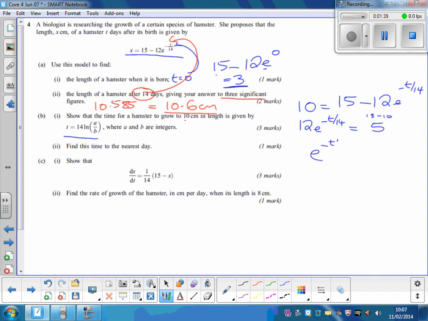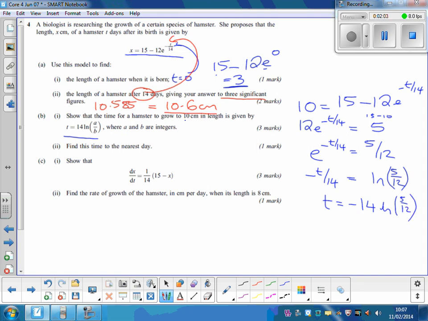Now I'm going to divide both sides by 12. And now I'm going to ln both sides. Take the natural log of this side, gives me minus t over 14. And the natural log of that side is the ln of 5/12. Times both sides by minus 14, and you get t equals minus 14, the ln of this. And that gets us 2 marks.